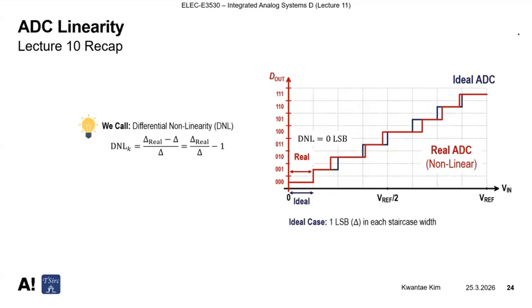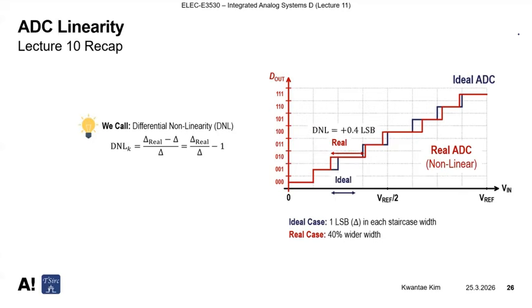And for calculating DNL, you can simply take the ratio and then subtract 1. Then you can calculate DNL. So for the next case, on a real ADC, we have a 30% narrow width. For example, here I draw the 30% narrow width. Then we call DNL minus 0.3 LSB because it's 30% narrower.